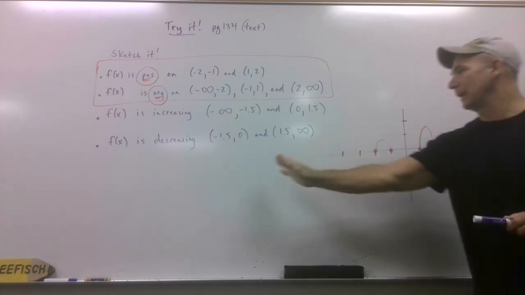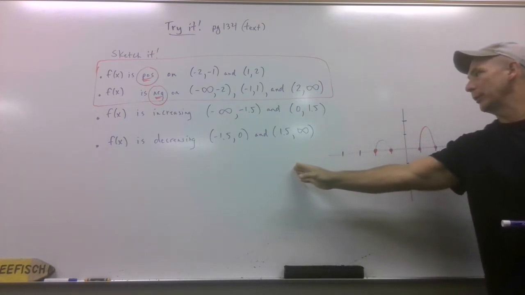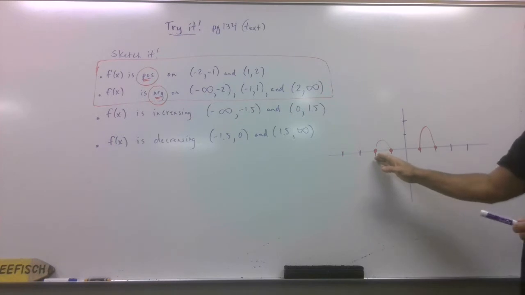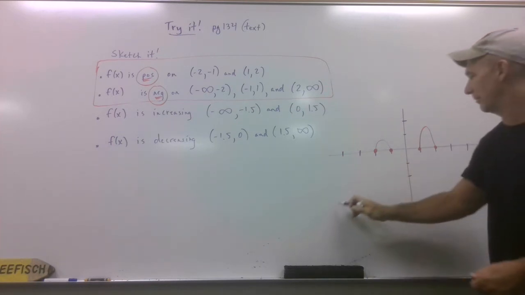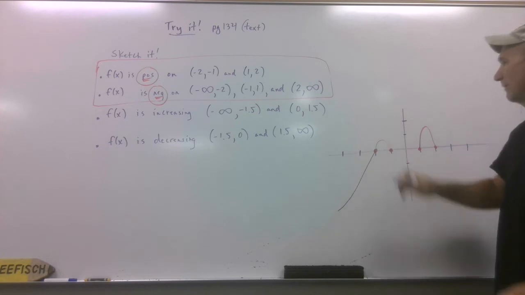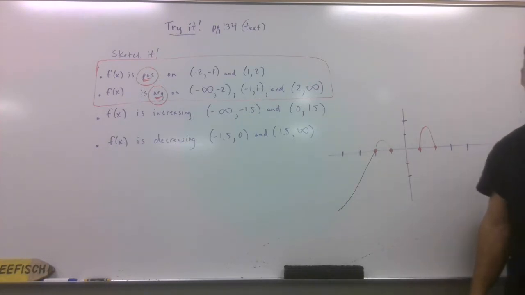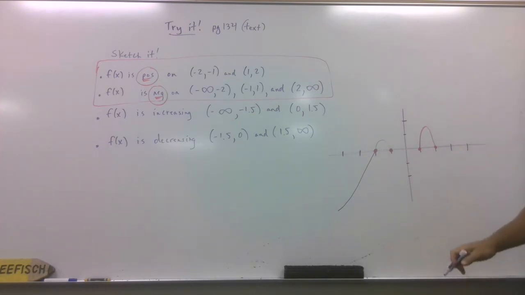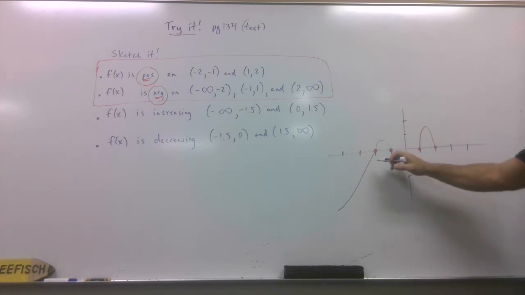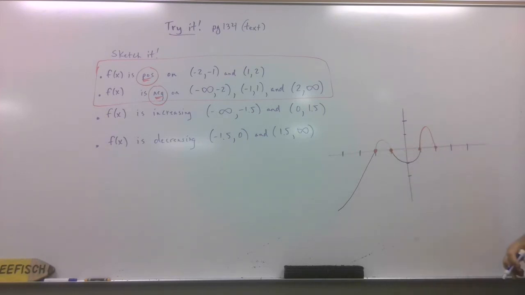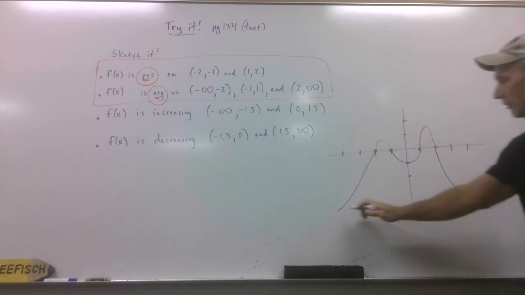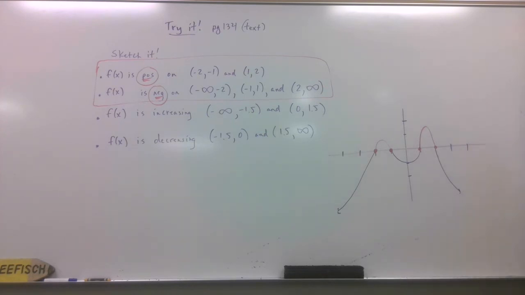From negative infinity, that means all the way this way, all the way to -2, it's negative. So that means it's below the x-axis. Maybe it's coming in like that. Accurate? No. Also, from -1 to 1, you can kind of see the pattern. It's going to go like this. And it's also negative from 2 all the way to infinity. So that just means it keeps going like this. All right. So there's a sketch.